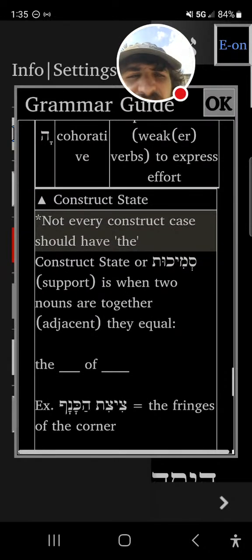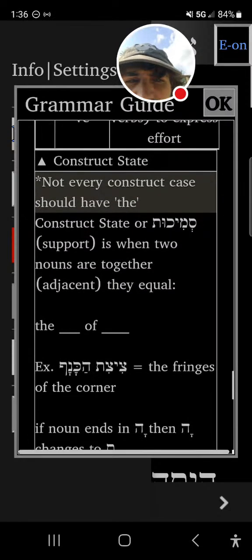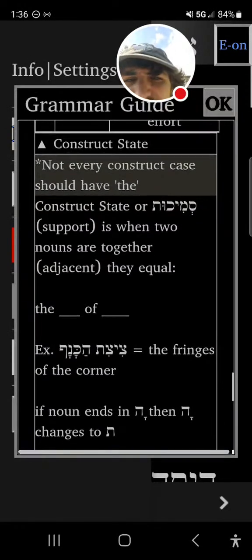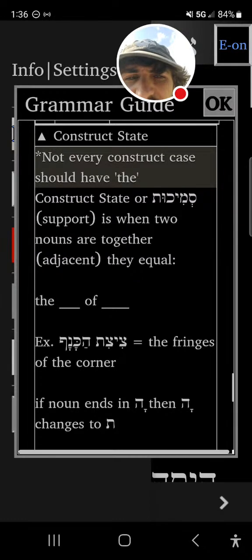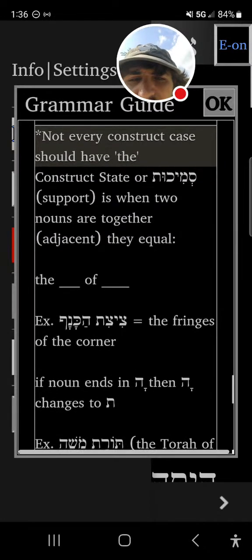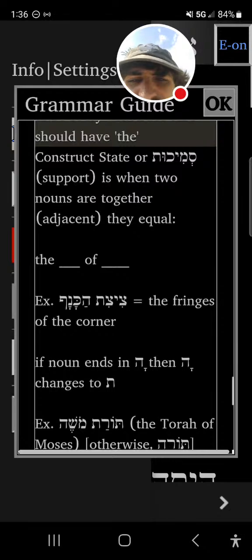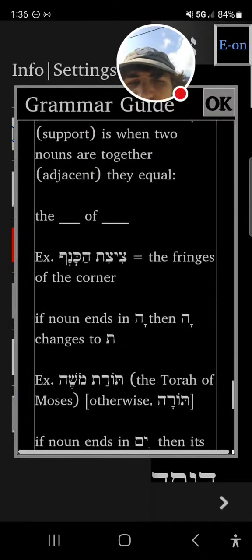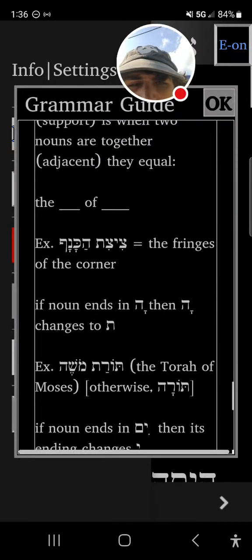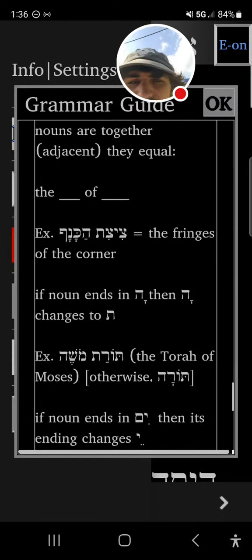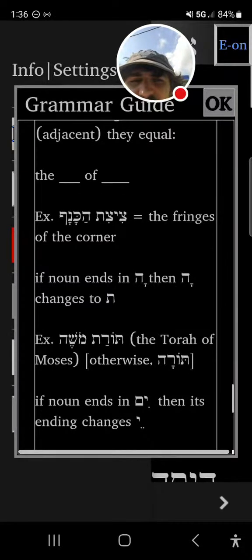Okay, not every construct case should have the. Construct state, or smichus, support, is when two nouns are together, adjacent, they equal the blank of blank. Example, tzitzis hakanaf, the fringes of the corner. If a noun ends in hey with the kamatz before that, then the kamatz hey changes to taf. Example, Torah Moshe, the Torah of Moses. Normally it's Torah, but instead of saying the Torah of Moses, we say Torahs Moshe. You change the hey to the tuf.